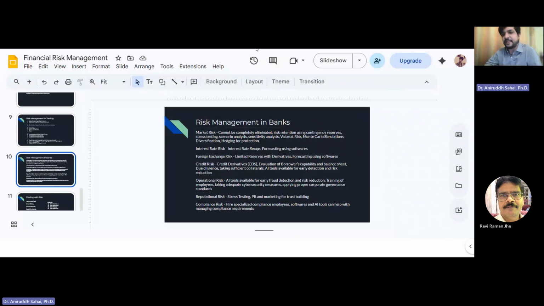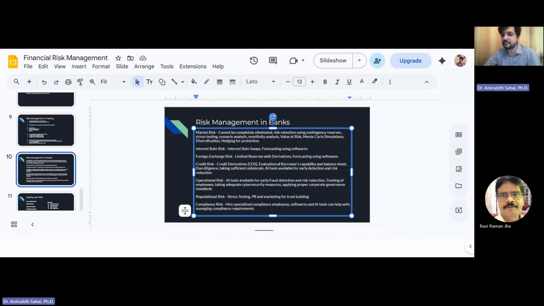For managing reputational risk, since we know that trust is one of the single most important pillars in the banking sector, they have to manage the trust factor very carefully. PR and marketing exercises can be helpful for trust building. Along with this, stress testing can be done to look at all these different adverse scenarios which can happen within the bank, leading to loss of trust, and then banks can manage accordingly.